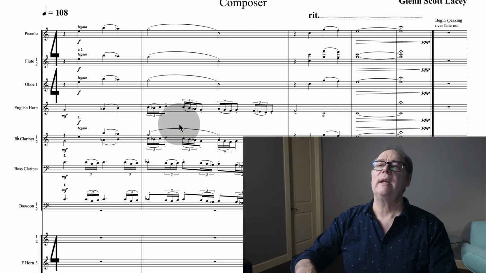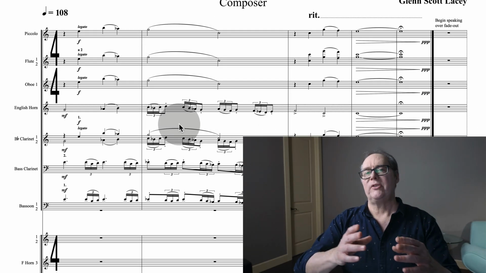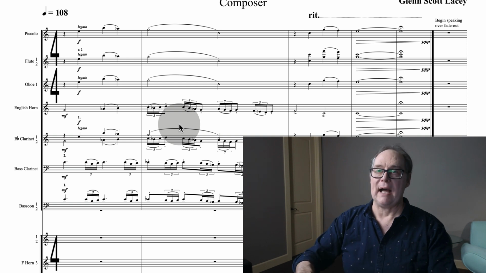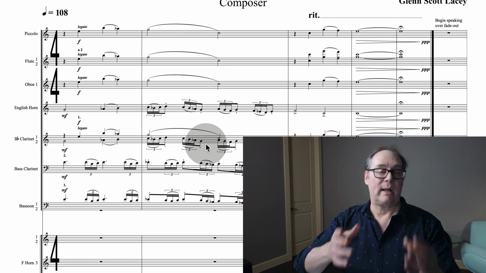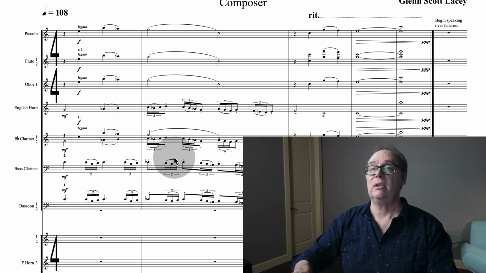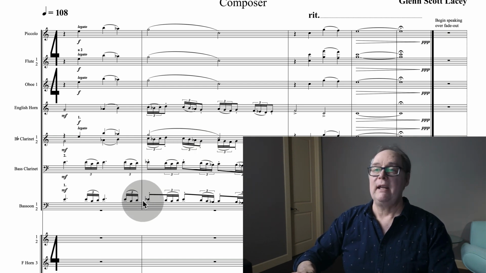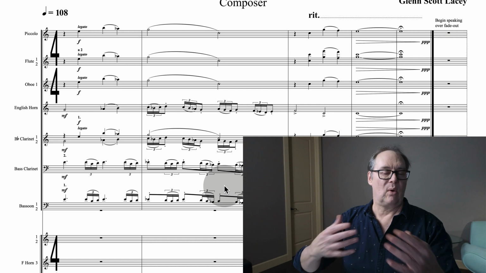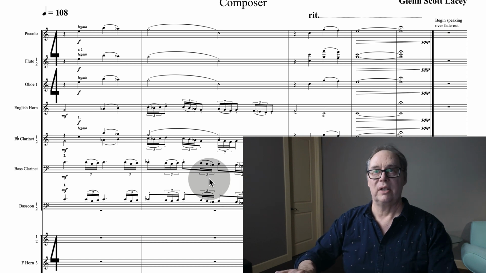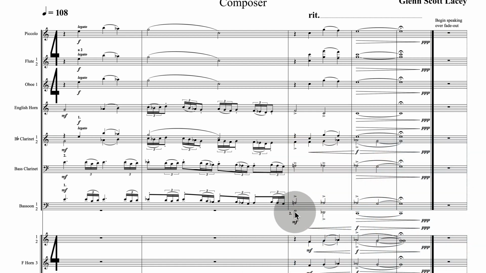Looking at the woodwinds, they're mostly doubling what we saw in the strings and the brass. The English horn and the clarinet 2 are doubling that quick line we saw in the violins 2, and the bass clarinet and the bassoon are doubling that quick line that we saw in the violas. The piccolo, the flutes, and the oboe are doubling the melody, where the bassoon 2 is doubling the bass line.